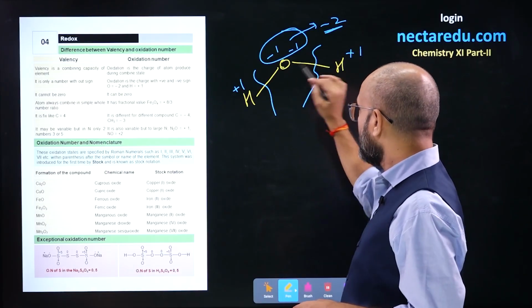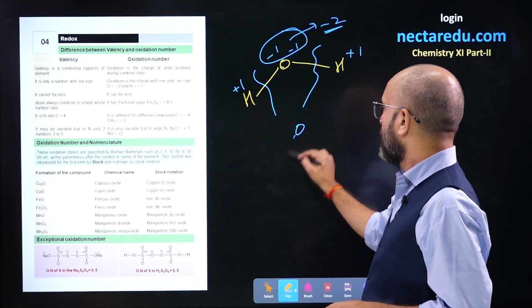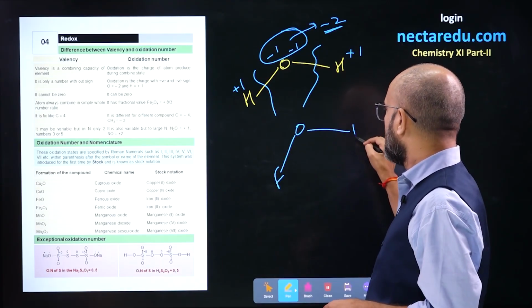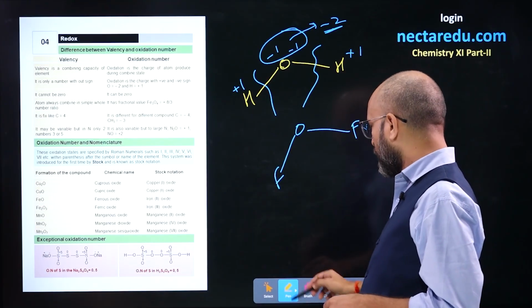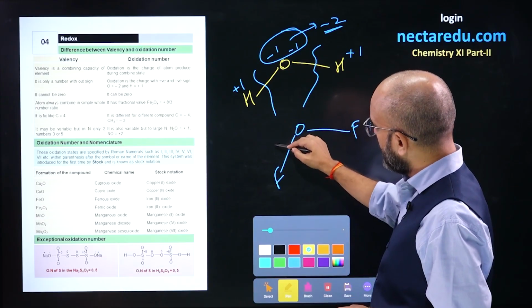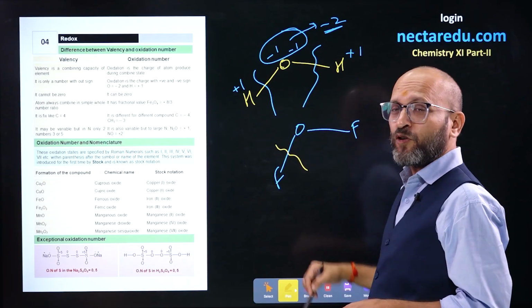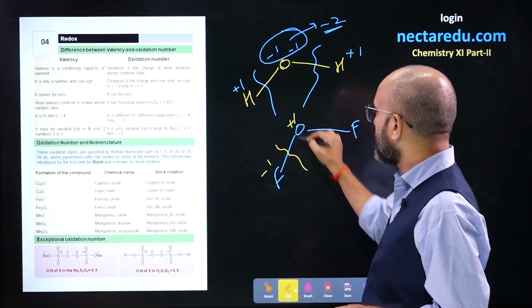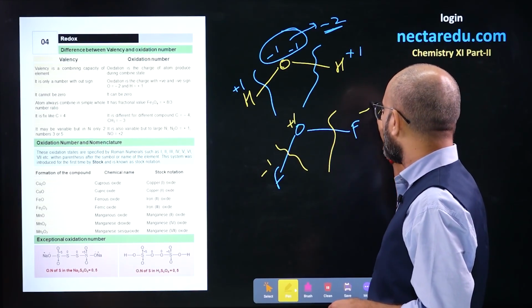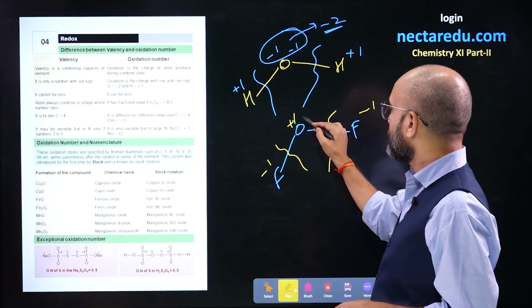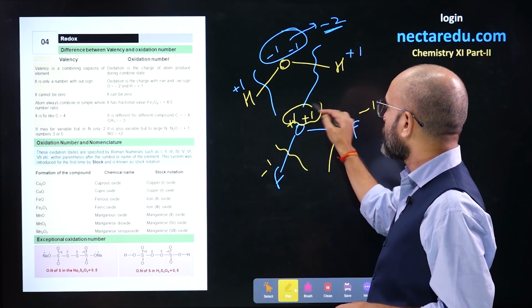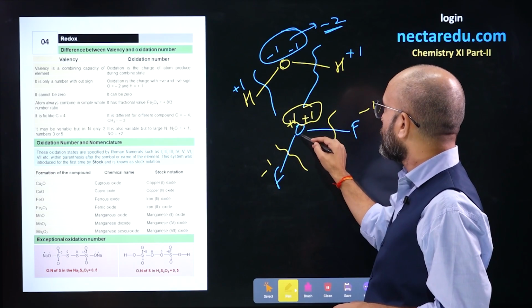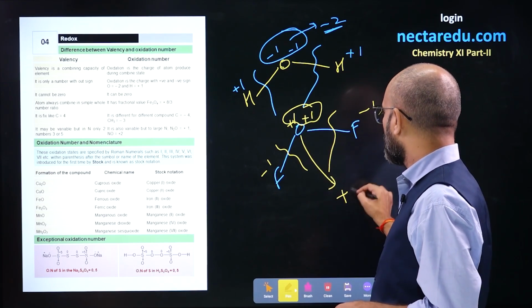Alright, and the same oxygen if it is combined with fluorine, OF2. So what happens if I break bonds out here? If I am breaking this bond, fluorine is more electronegative than oxygen. What will happen? Fluorine will get -1 and oxygen will get +1. Similarly, if I break this bond, fluorine will get -1 and oxygen will get +1. So what is the total charge on oxygen out here? Total charge on oxygen is +2 over here.